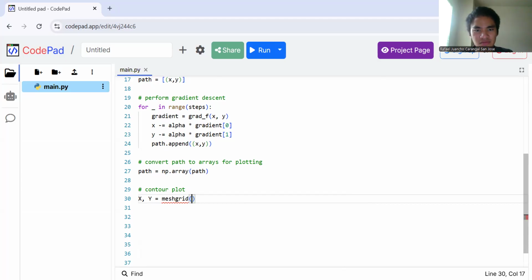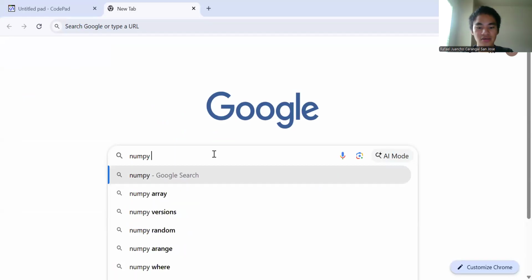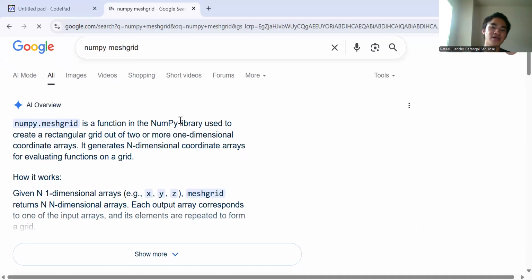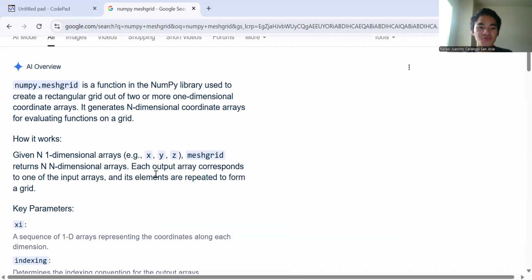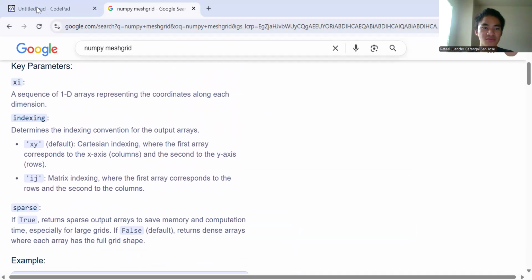So mesh grid is a built-in function from NP or NumPy. And what exactly is mesh grid going to do? Well, we can Google it. NumPy. So there's a built-in function in the NumPy library in Python. It generates n-dimensional coordinate arrays. Right, so it gives me x, y, z arrays, n by n dimension arrays. That's what it's gonna do.